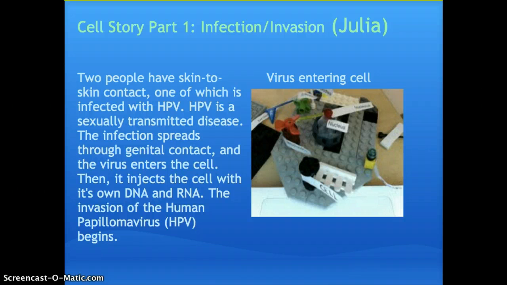So, the first part of our cell story is the infection/invasion. Two people must have skin-to-skin contact, one of which is infected with HPV. HPV is a sexually transmitted disease, also commonly known as an STD. The infection spreads through genital contact and the virus enters the cell. Then it'll inject the cell with its own DNA and RNA. The invasion of the HPV virus begins. And you can see we made a model of a cell with Legos, and there are photos here.